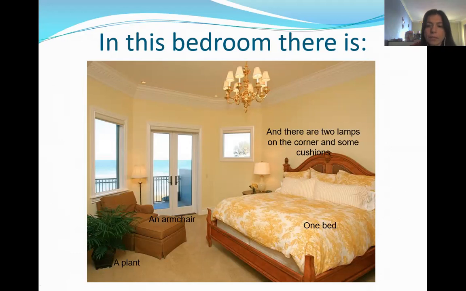¿Ya? And there are 2 lamps. Y hay 2 lámparas on the corner. ¿Ya? On the corner. En la esquina. Mira, aquí tenemos en la esquina y acá hay otra lámpara en esta esquina. 2 lamps on the corner. And some cushions. Y algunos cojines. And some cushions. ¿Ya?